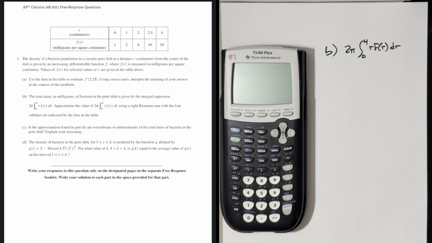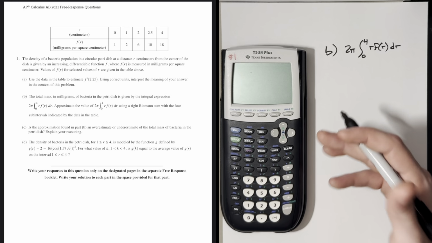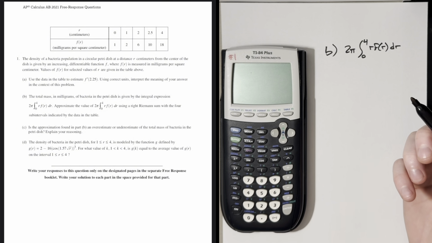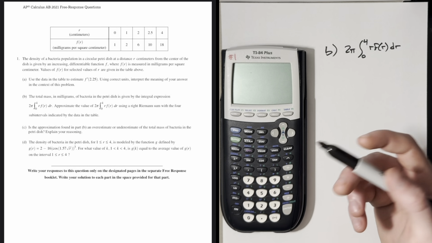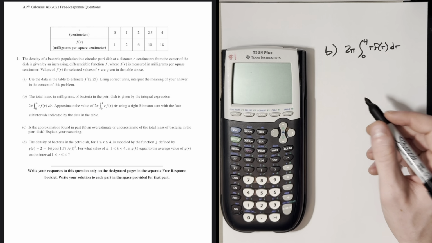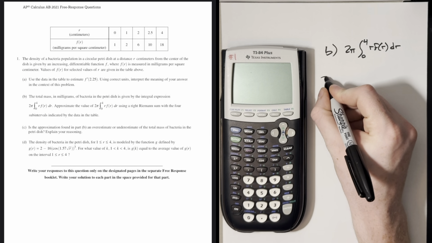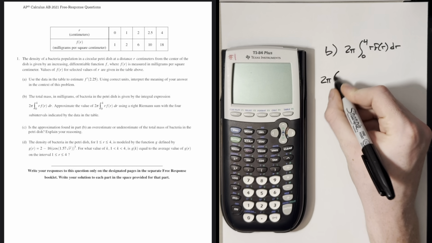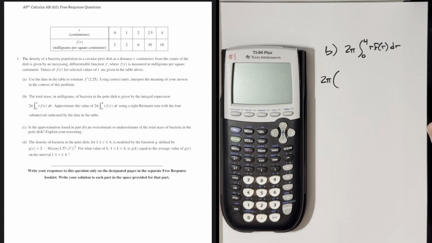So what we're going to do is multiply our length of our interval by the value of the function on the right side. That's why it's a right Riemann sum. And then we're going to multiply that by 2 pi, right? Now we gotta be careful. For this, we'll have 2 pi kind of on the outside of all of this, and we'll just multiply it out in the end.